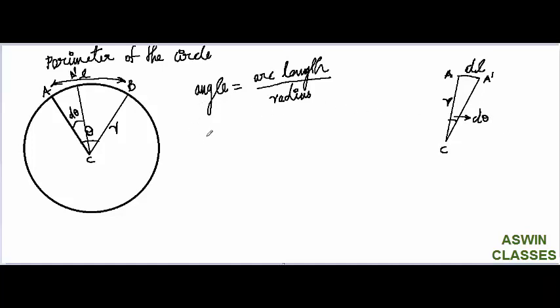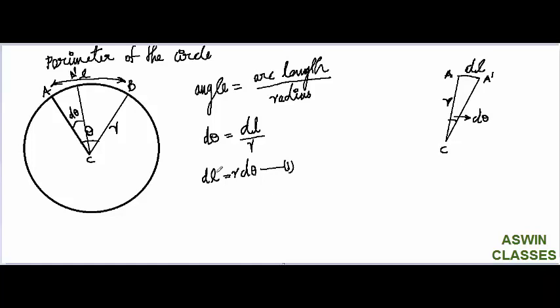On substituting here, you will get the angle d theta is equal to the length of the arc, which is A prime, that is dl, divided by the radius. Since the radius is constant, I can write r here. So your dl is equal to r d theta. Put this as equation number 1. So see, you got a variable d theta here and you need to find dl.